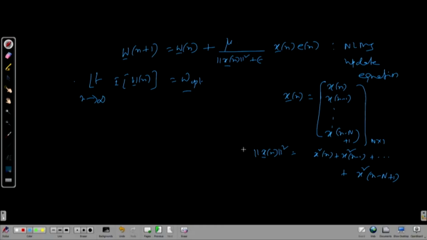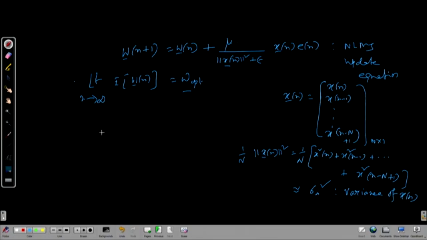Now, if I divide it by capital N, on the right hand side you see what that is? It is an estimated variance of x n, because I am squaring every sample, adding over a large number of samples and averaging. So, it is approximately sigma x square, the variance, and x n is WSS, wide sense stationary.